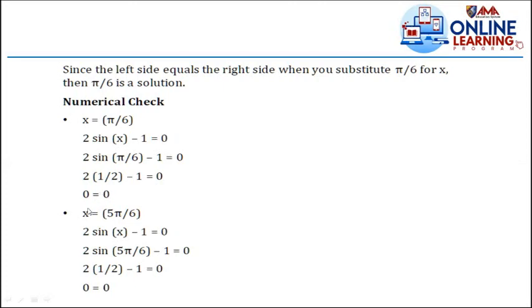Okay? Next, if x is equal to 5 pi all over 6, 2 sine 5 pi all over 6 minus 1 is equal to 0. 2 sine 5 pi all over 6 is the same as 1 half. 2 divided by 2 is 1 minus 1. The answer is 0. So there are two solutions for these questions.